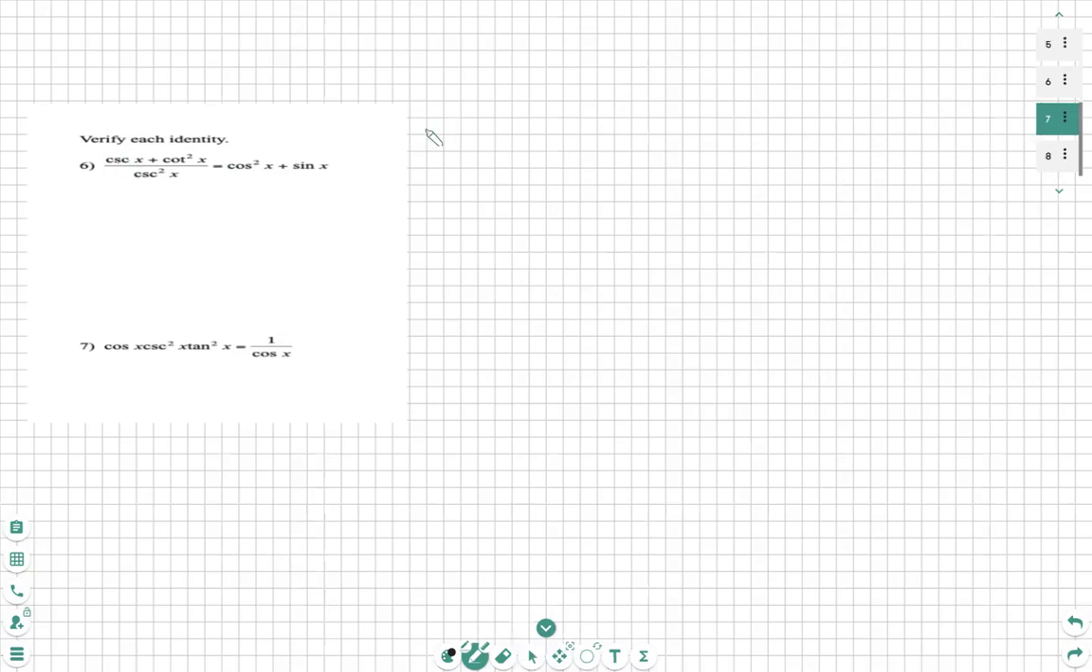So cosecant x will turn into 1 over sine of x, plus cotangent squared of x, which is going to be cosine squared of x over sine squared of x. This will all be over 1 over sine squared of x. So that's what I mean by substituting. We substitute every value that we see that isn't sine and cosine for sine and cosine.